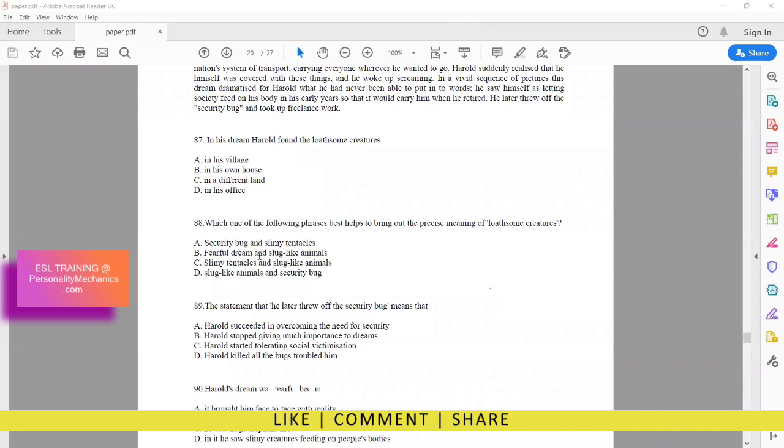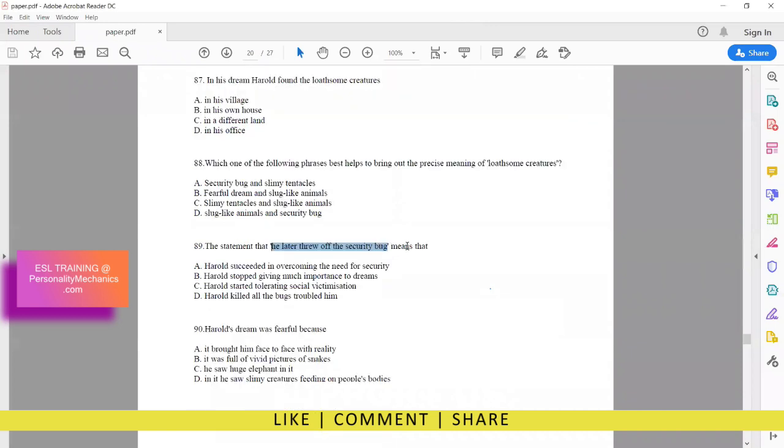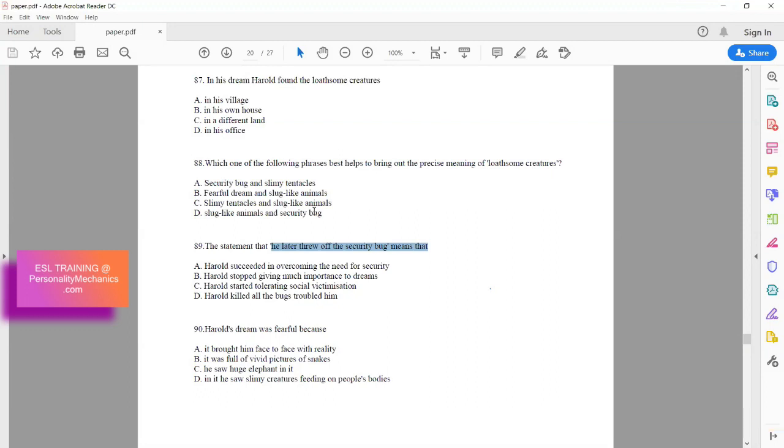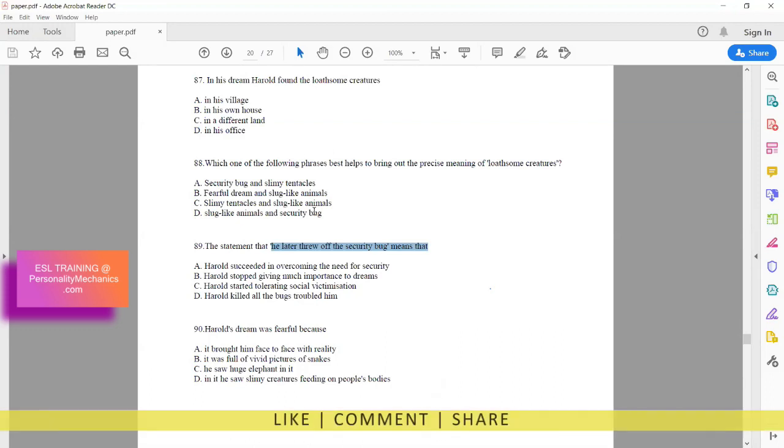They're saying the statement that he later threw off the security bug means that, so basically I can say that he did not want the idea of security anymore, right? So Harold succeeded in overcoming the need for security. He now thinks that he doesn't need that anymore, the idea of staying secure. So I can say that probably A works the best, right?